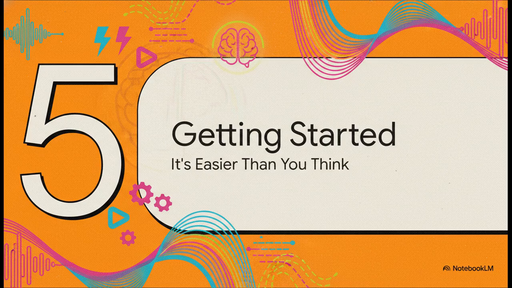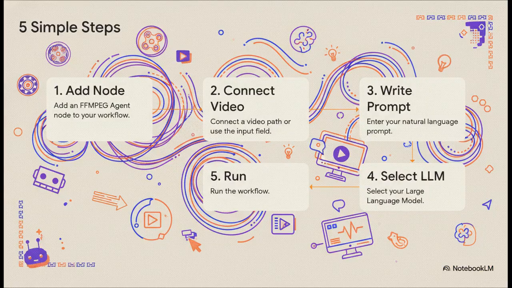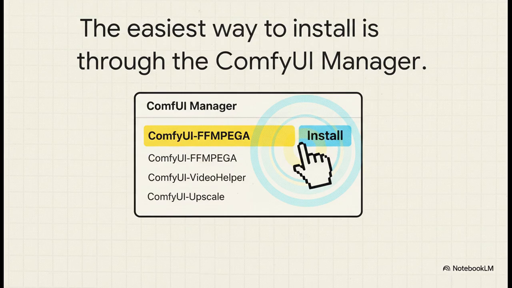But the best part is just how easy it is to get all this power up and running. It's surprisingly straightforward. Seriously, getting your first AI-powered edit done takes just these 5 steps. It's all done right inside ComfyUI, so if you already use that, this new FFmpeg agent just slots right into your existing workflow. It feels like a natural extension, not some whole new program you have to learn. And for most people, installing it is even easier than that. You can find it right inside the ComfyUI Manager, which basically makes it a one-click install to add all of these tools to your setup.